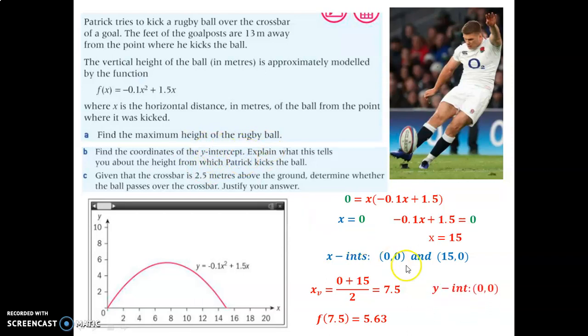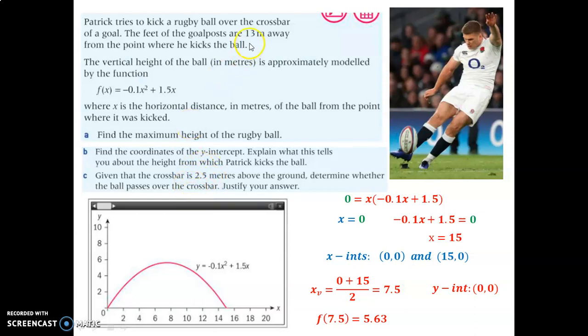Well, the y-intercept is (0, 0). We can see it here. And that just tells us the ball was kicked from ground level, right at a height of 0. And finally, try C. Will the ball cross over the goalpost, which is 2.5 meters tall?